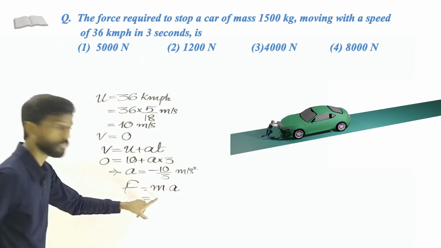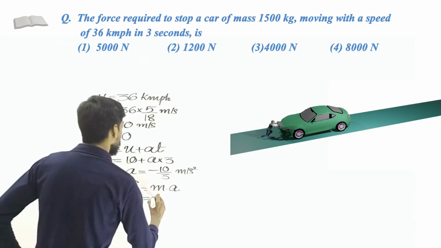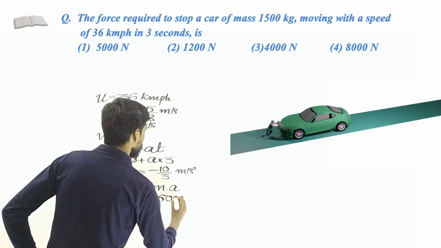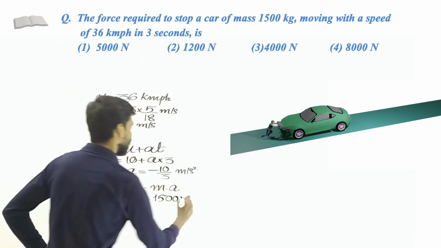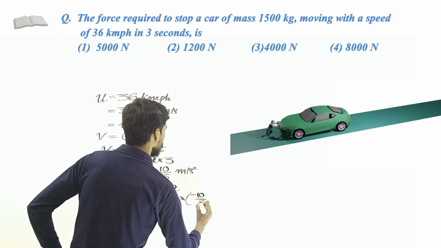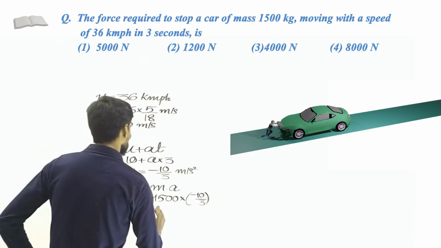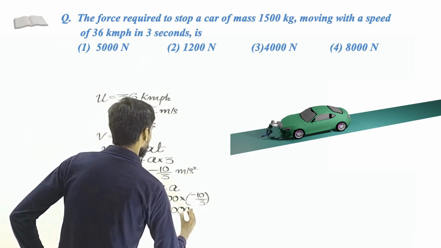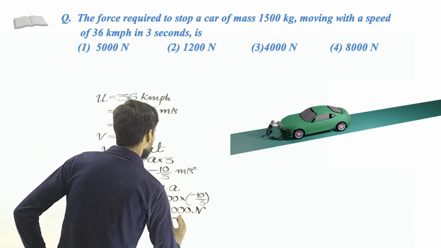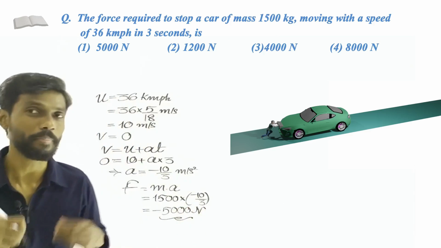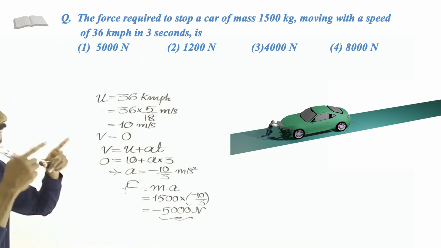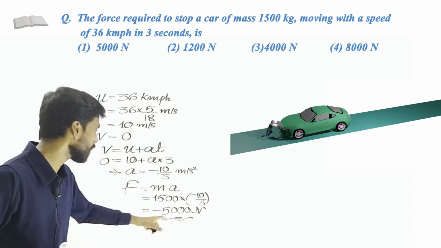The mass of the car is given, that is 1500, multiplied by the acceleration, which is found here to be minus 10 by 3. So that's it. This is 500 multiplied by 10, so minus 5000 Newton. That is the amount of force to be applied to stop the car in that given time limit, 3 seconds. So that is our required answer.